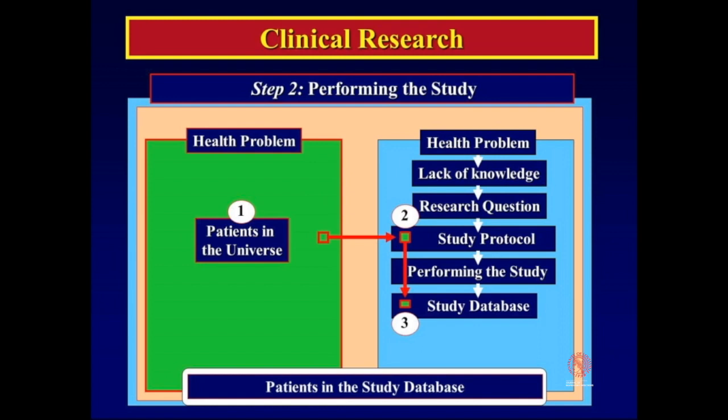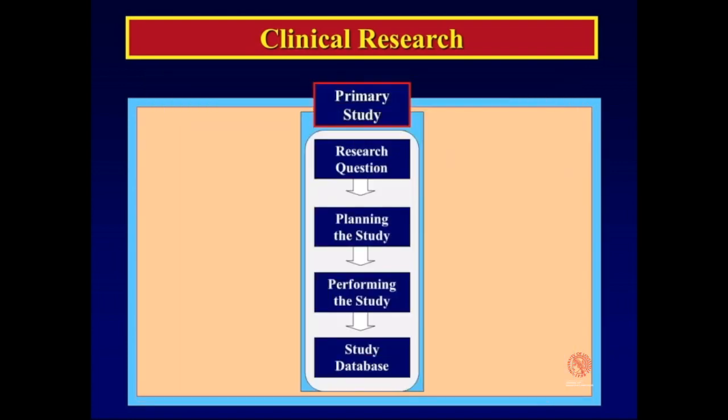Then we have three types of patients. The patients in the universe, the patients that I wanted to study in the protocol. That is simple because I write the protocol having coffee. And then the patient in the database that is performing the study, going to the hospital, doing this thing, and then I always lost patients. This is the patients in the study database. Then I finish planning and performing the study.